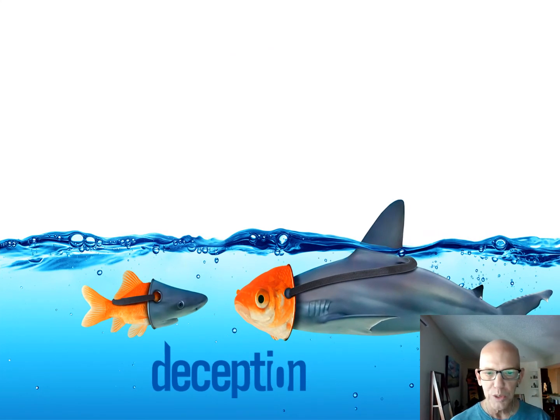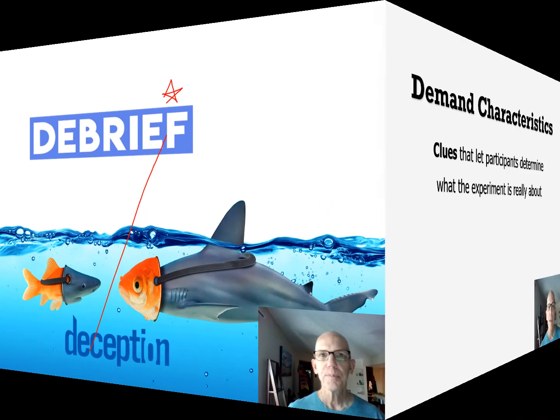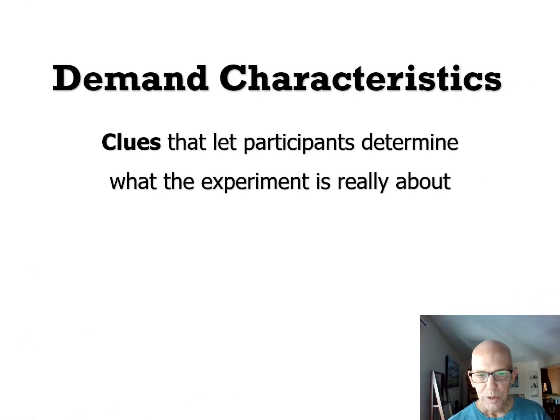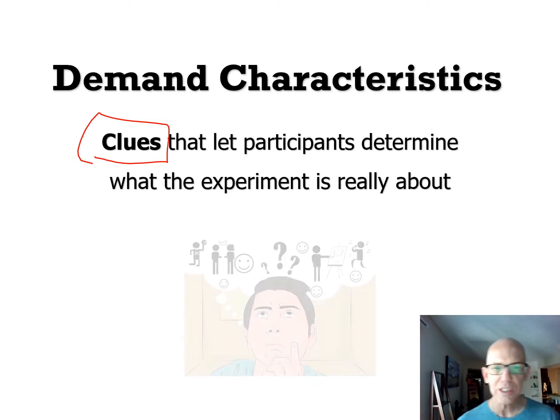We'll deceive people, but it's more deceiving to cloak the intention of the study. And if we cloak the intention, later on we have to say what we were really studying and why we told a fib. Sometimes people aren't very good liars, though. So if you give away clues that let participants determine what the experiment is really about, this is why people lie in experiments. Not really lie, but they try to cloak the intention.